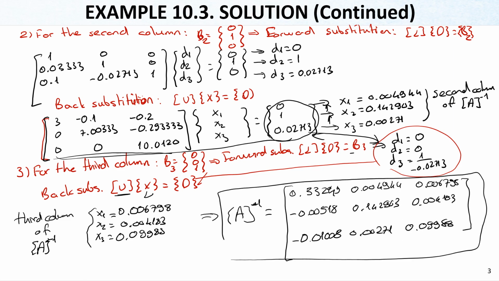And you can validate this. Validate by, we know A matrix from beginning. We found A inverse here. If we multiply this, this will be an identity matrix. If you find an identity matrix, then your result is correct.